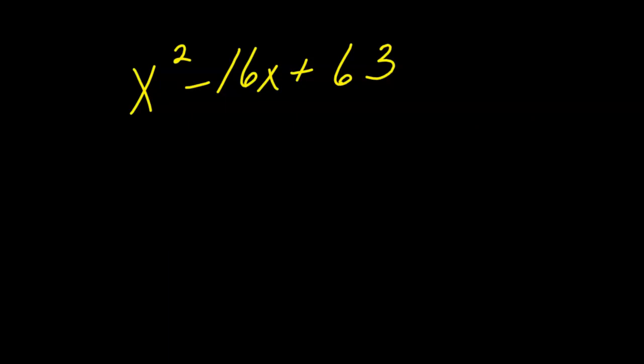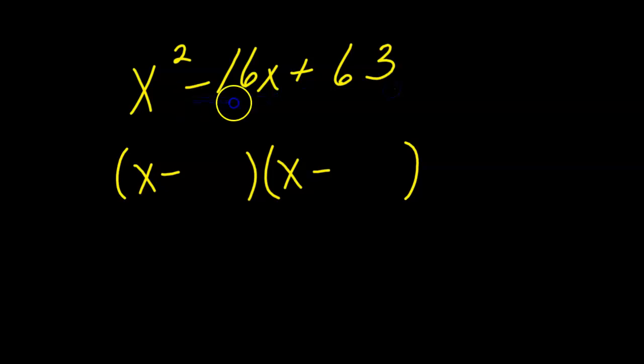Okay, so this one, x squared minus 16x plus 63. So I need two numbers that when I multiply them, I get a positive 63, but when I add them, I get a negative 16. Now, because this is a positive here, and this is a negative, I know that when I multiply them, they have to have the same sign because it multiplies to a positive. So I know both my signs are going to be negative. Because if they multiply to a positive, the signs are the same. But if they add to a negative, they have to both be negative.